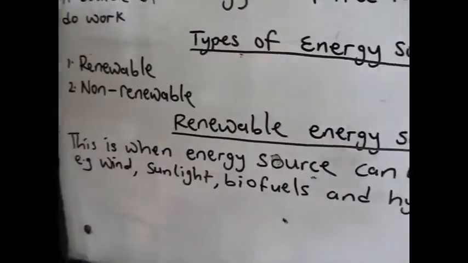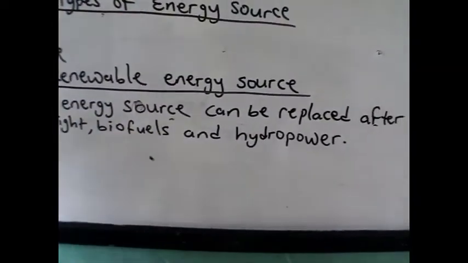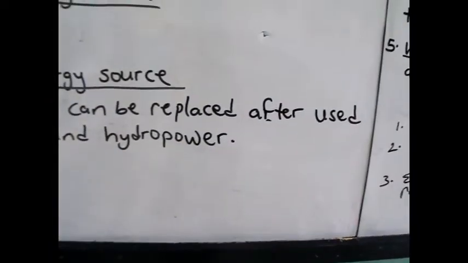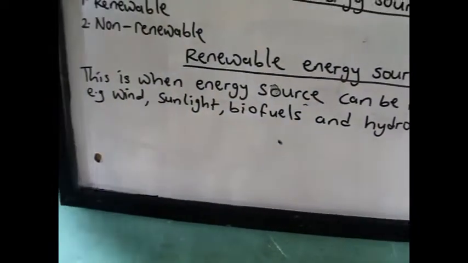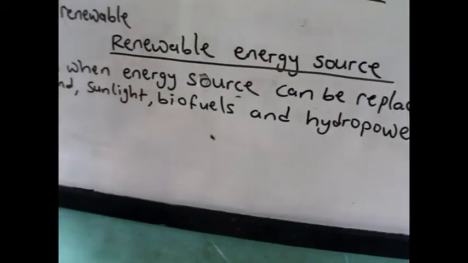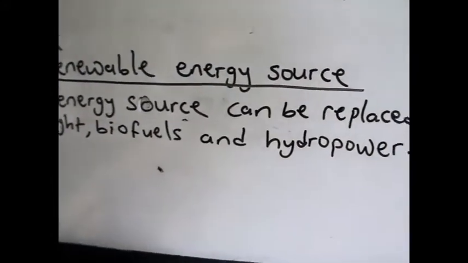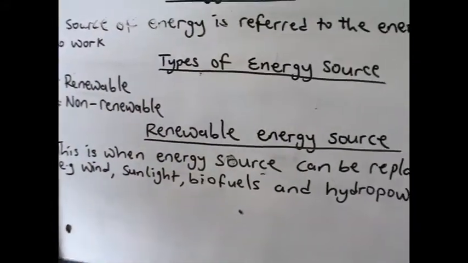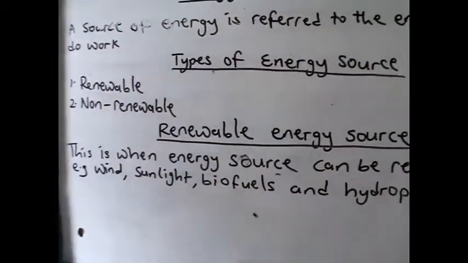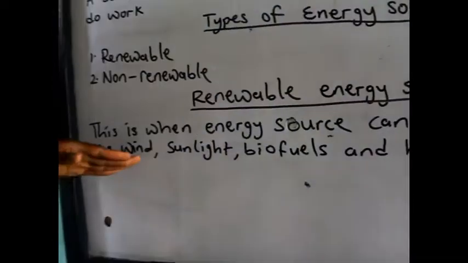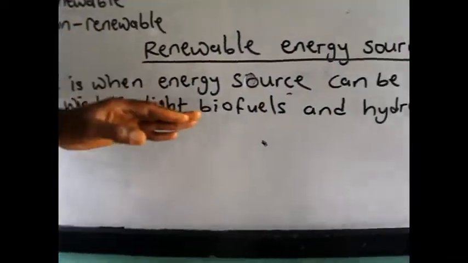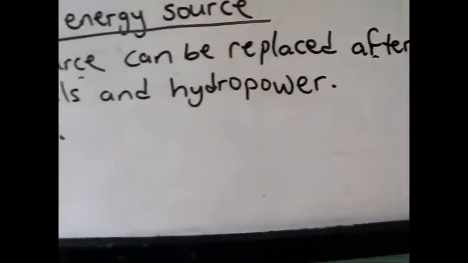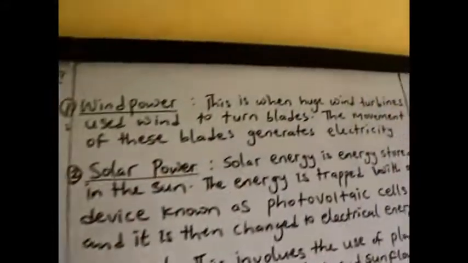So what is a renewable energy source? This is when an energy source can be replaced after use. When an energy source can be replaced, that is why we borrow this language from English, renewable. That means it can be reused. Examples of such energy are the wind, sunlight, biofuel, and hydropower. Now, let's look at them one after the other.